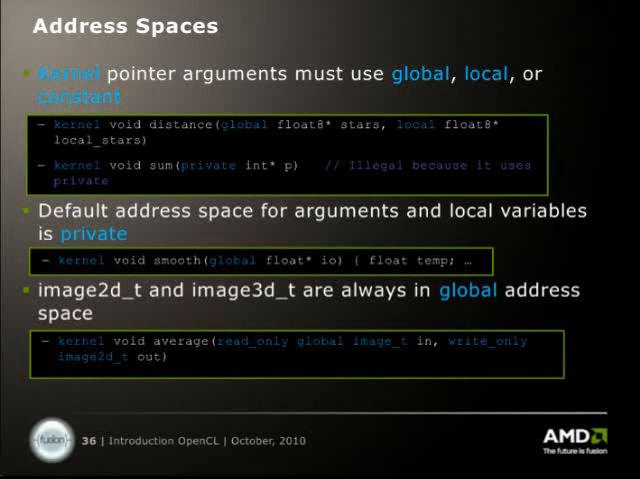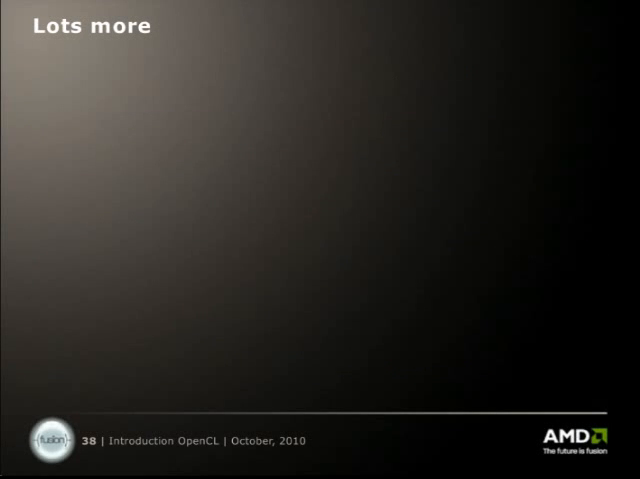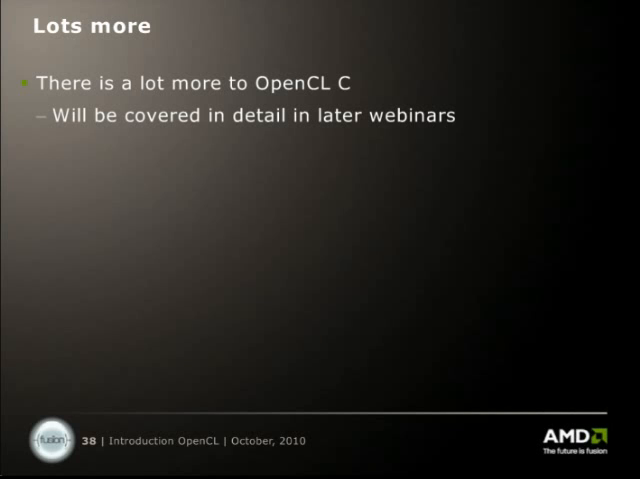And address spaces, kernel arguments can be global, local. Local is the shared memory on the compute unit itself. The global is the buffers that get stored into global memory. You can have things that are private as well. Of course, they can't be passed as arguments to kernels, but they can be passed as arguments to functions, and private values can be stored, allocated inside of the kernel itself for a function.